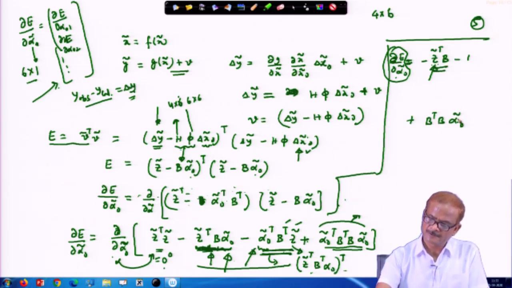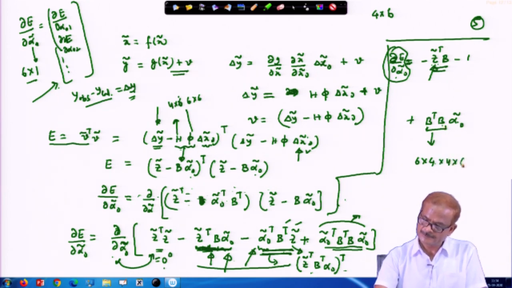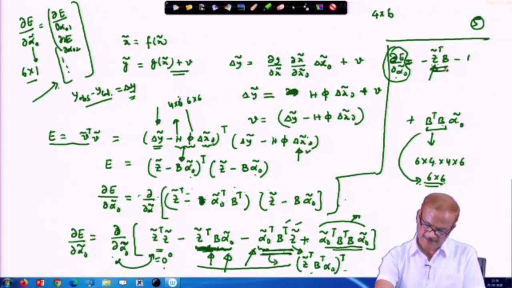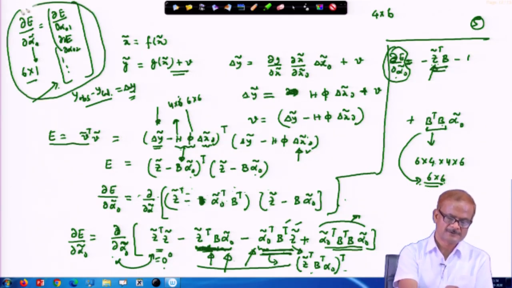And if we operate on this, first we will take this part. In this part B transpose is 6 into 4 and this part B then becomes 4 into 6. So, this becomes a 6 into 6 matrix. This particular part is a 6 into 6 matrix. And here in this place we have to decide how much this will come and in what format it should come, so that we finally get it in this format.